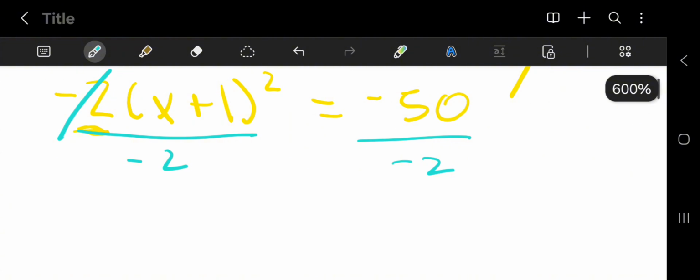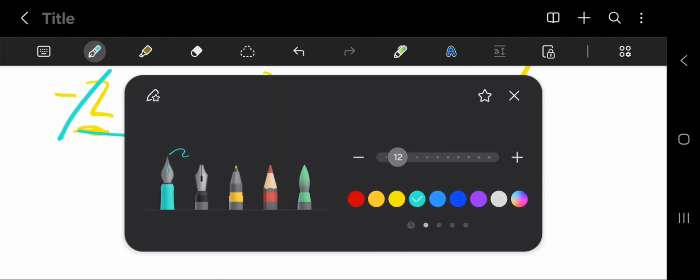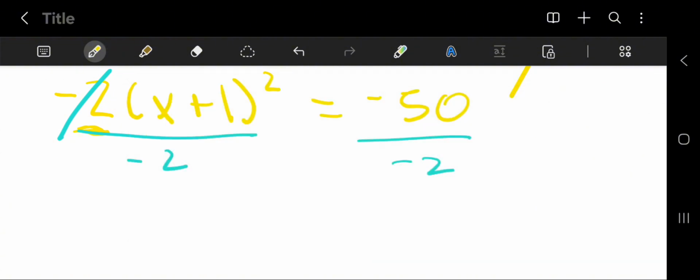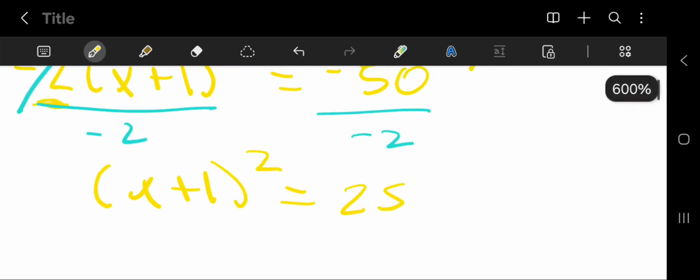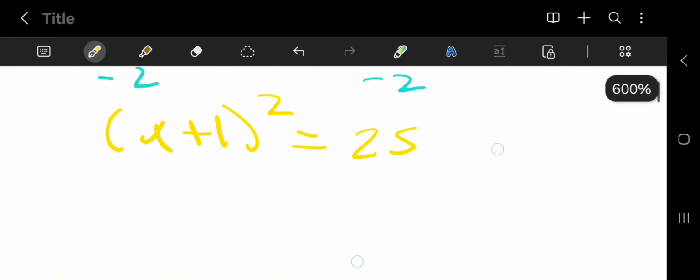So then after that, we are now left with, let's go back to yellow. You're going to be left with (x plus 1) squared is equal to positive 25, right? Because negative 50 divided by negative 2 is positive 25. Now, here's where it starts to get a little bit trickier. The main thing that's stopping us is this little squared, right? This parentheses is being squared.